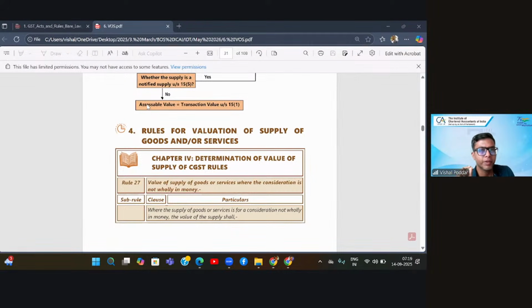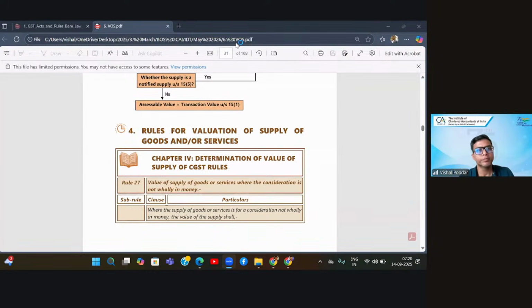Now, if any one of these conditions is not satisfied, or if any one of these conditions fails, the entire 15(1), 2, 3 goes out of the picture. And in such cases, you have to come to 15(4). Now, what does 15(4) say? If 1, 2, 3 fails, you will be computing value in the manner prescribed, which is as per the valuation rules, and this is as per 15(4): where transaction value fails, you compute value applying the valuation rules.